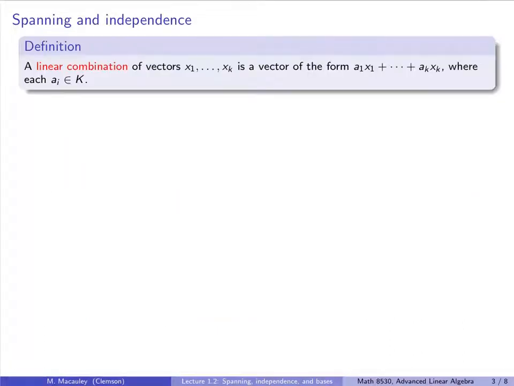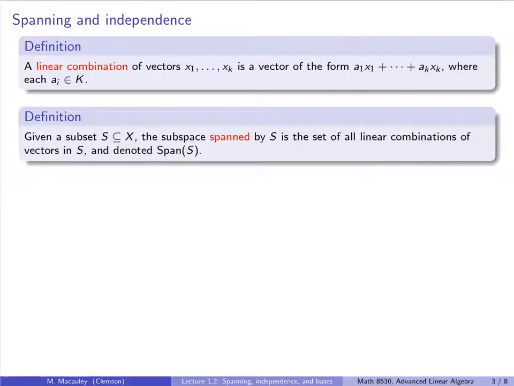Let's start with a few definitions. First of all, a linear combination of vectors x1 up to xk is just a sum of these vectors with coefficients in front. So that is a vector of the form a1 x1 plus ... ak xk, where each ai is in the field F.